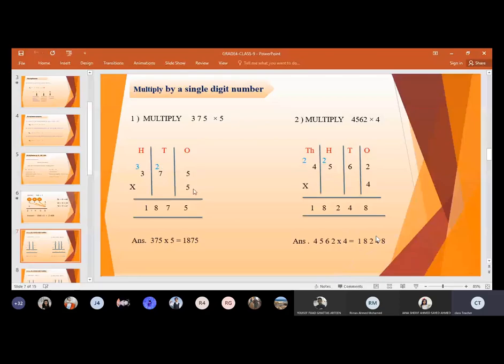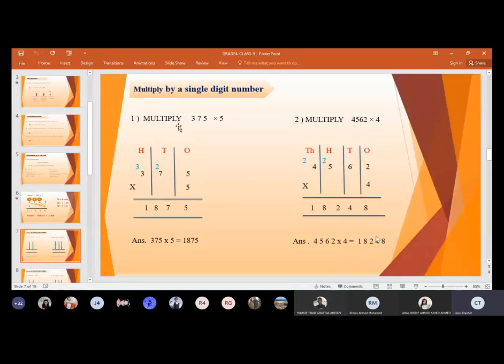Okay. Now which number do you take? Take 5 and multiply by 3. So 15. And add the carry. 15 plus 3. 18. So 18 in the 100 place. So the answer is 1875. One more time I will explain.